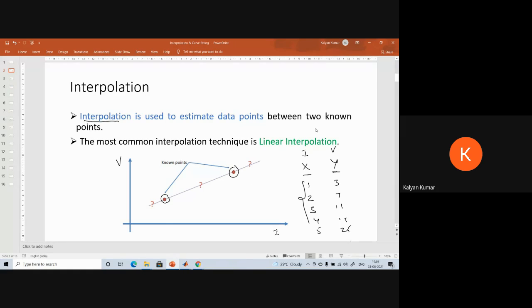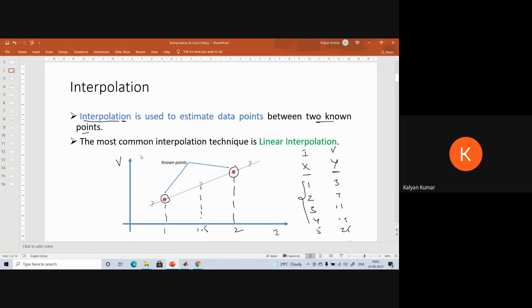Now, from these two known points, suppose you want to estimate a value other than the measured values, say this is at 1 and this is at 2. If I want to know the value of y at 1.5, what is the value of voltage that I want to find out? This estimation of data is called interpolation. So interpolation is nothing but estimation of the data points between two known points.